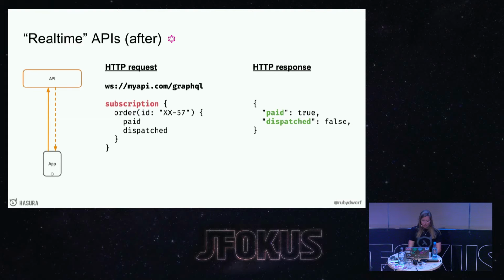So with GraphQL, you can use subscriptions. Subscriptions are when a client can subscribe, for example, in this case, to the order with this specific ID. And then when something changes, in this case paid and dispatched, an event gets sent from the server to the client. And then the client can update in real time without having to reload the browser or the app.